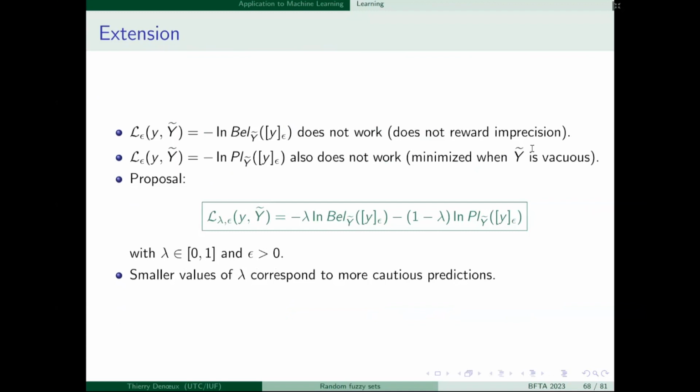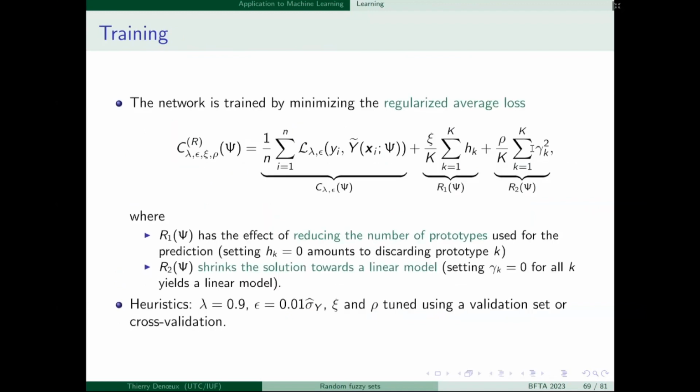So the idea can be to take a weighted sum of both. Here we have the hyperparameter lambda, and smaller values of lambda will give you more precise predictions. You may either fix lambda or try to determine it in some way. So now we can train the network to minimize the average loss.